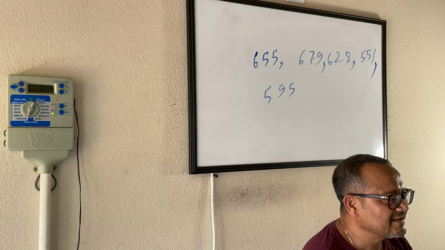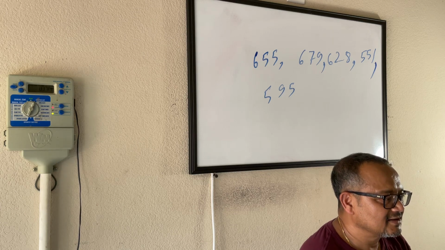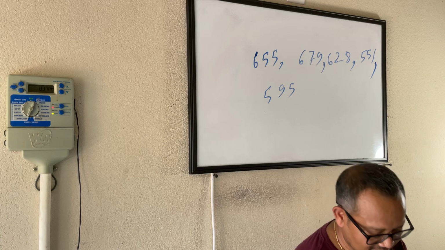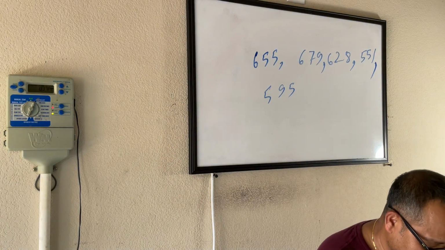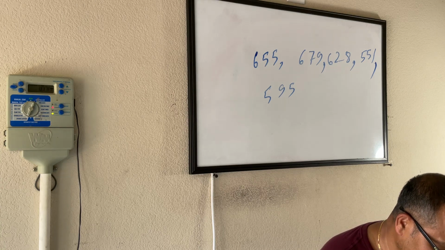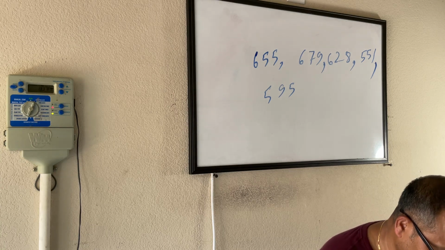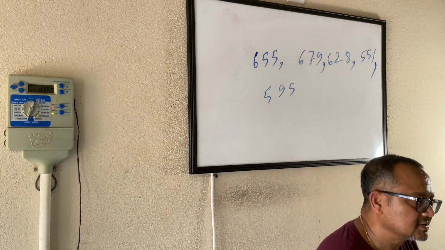Mine is, the first one is 5, the second one is 595, the third one is 628, the fourth one is 655, then the last one is 679.